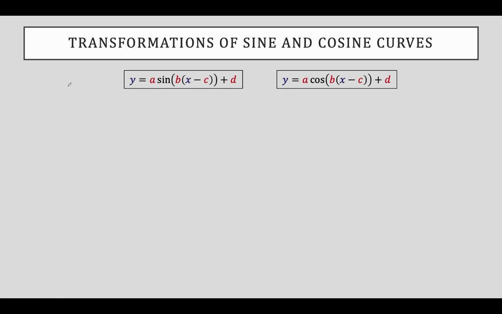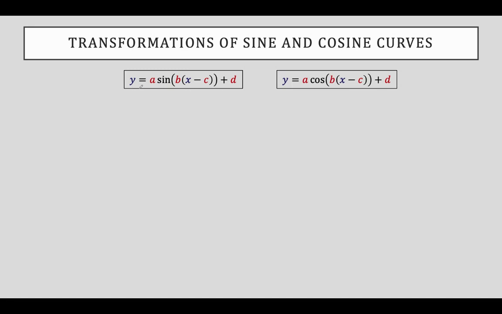So we know the shapes of our sine and cosine parent functions. Now let's talk about transformations of these graphs. Notice, here is going to be the standard form of a sine function: y equals a times the sine of b times the quantity x minus c, plus d. Here is the standard form of our cosine function: y equals a times the cosine of b times the quantity x minus c, plus d.